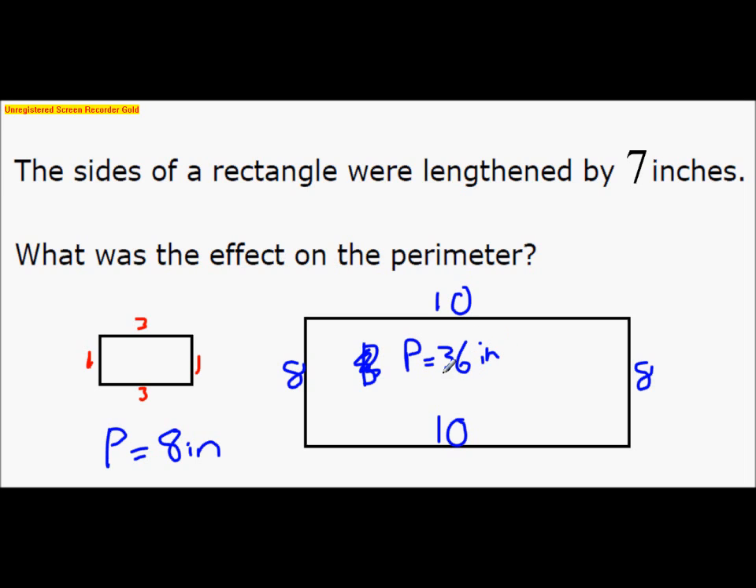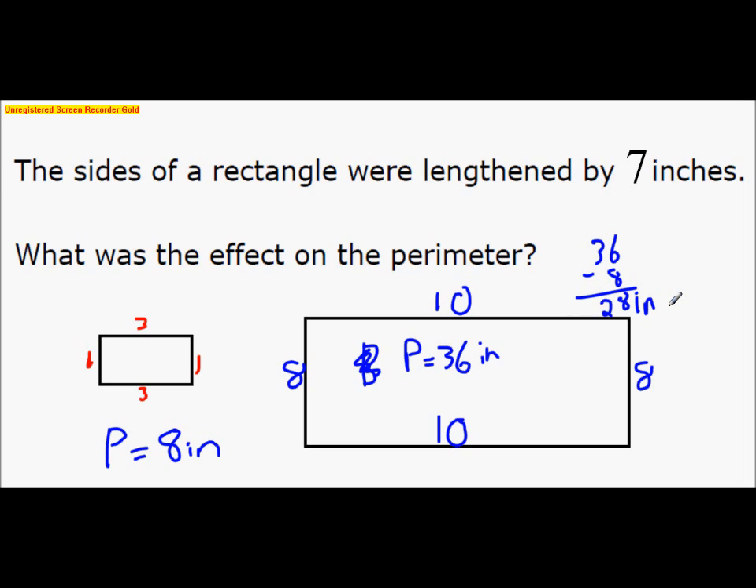Okay, and so what was the effect when I did that on the perimeter? Well, the perimeter went from 8 inches to 36 inches, and so that's a difference. If we subtract the two, 36 minus 8, we would get 28 inches, correct? 28 inches is the difference. So your answer would be that the perimeter increased by 28 inches.